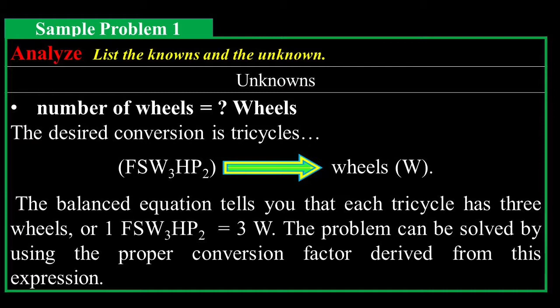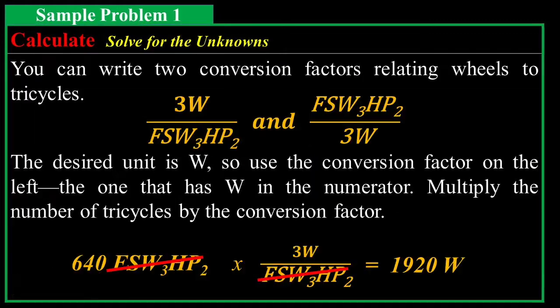Okay, now, we just saw a picture of the making of tricycles and bicycles. The number of wheels equals the number of wheels. The desired conversion is there. We know that the balanced equation tells you that each tricycle has 3 wheels. The problem can be solved by using the proper conversion factors derived from this expression. So you can write 2 conversion factors relating wheels to tricycles: 3 wheels over 1 tricycle, and 1 tricycle over 3 wheels, the desired unit being wheels.